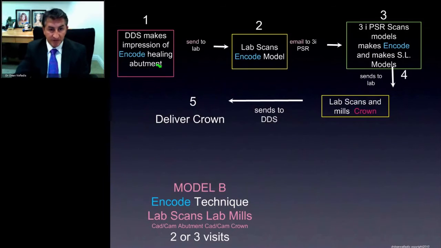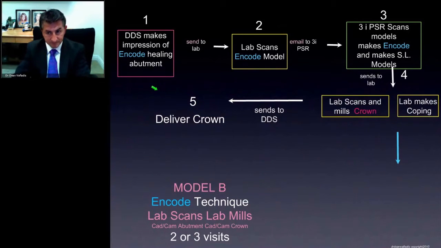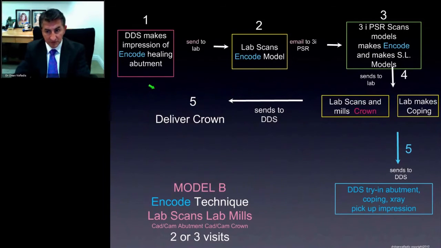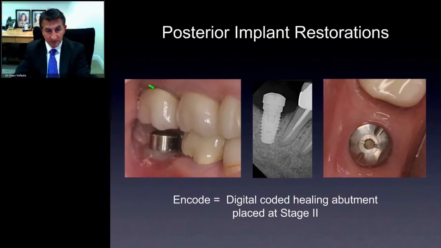So even if you're taking a final impression of an encode, this is a great model to use because it uses the encode abutment and it uses a lab scan. And then if you don't have the scanner yet, it still allows you to get a great result. And that's a 2 to 3 visit protocol. If the lab makes multiple units, it can make copings. You still have to take a pickup impression and go to it.